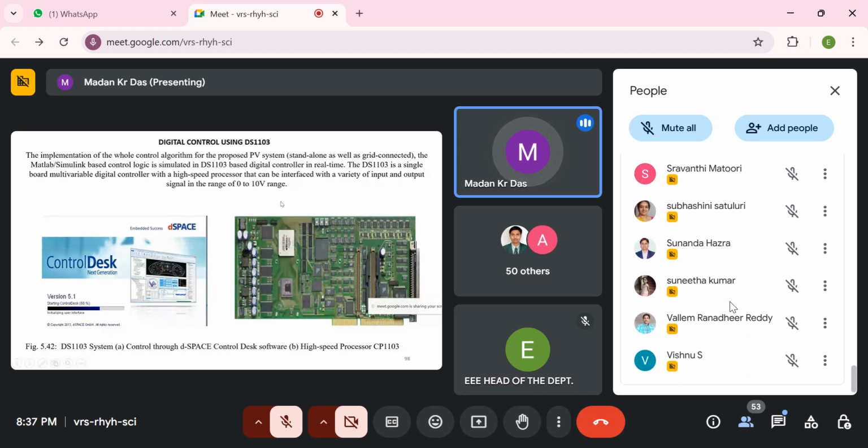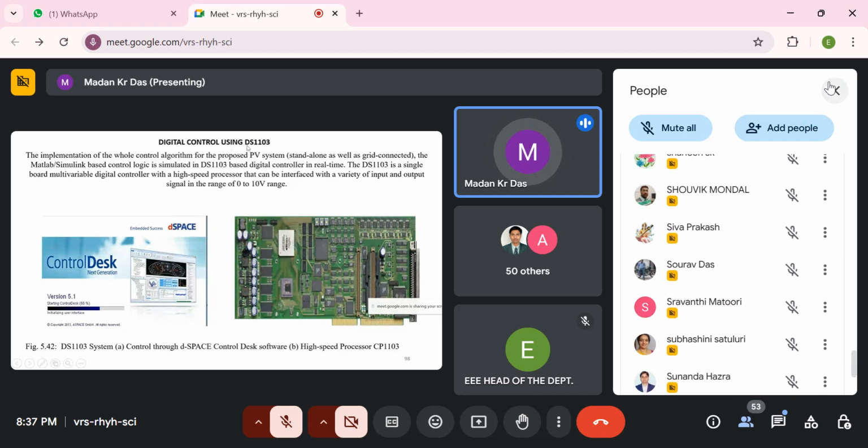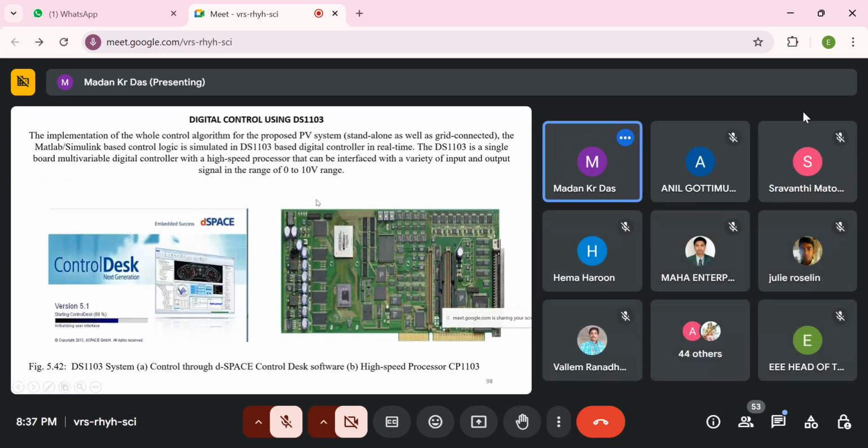And now the main part is generating the pulses. So this is the digital control, the DS1104, dSPACE. This is the circuit of the dSPACE. So we can generate the pulses through a real-time controller like dSPACE.